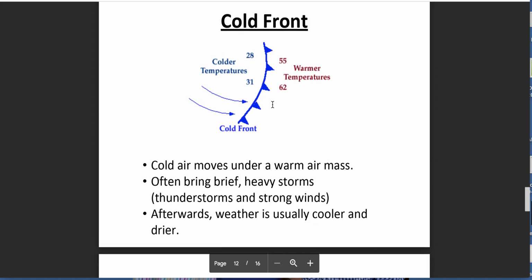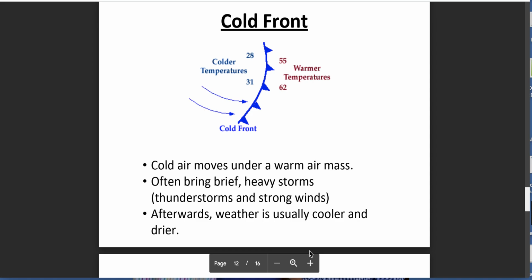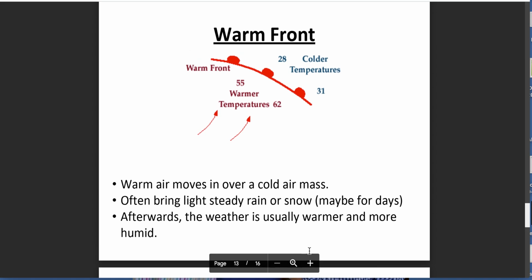Like we already talked about, cold front. It's when that cold air moves under that warm air, that's when you're getting that heavy storm. Of course, a cold front causes some cooler weather. Now, just because it's a cold front doesn't mean it's going to be freezing cold. It just means it's bringing the temperatures down. Warm front is when warm air moves over that cold air. That's when you're going to get that light rain or snow. And afterwards, the weather is warmer. Again, just because it's a warm front doesn't mean that it's going to necessarily be hot. The temperatures will just be higher than they were.